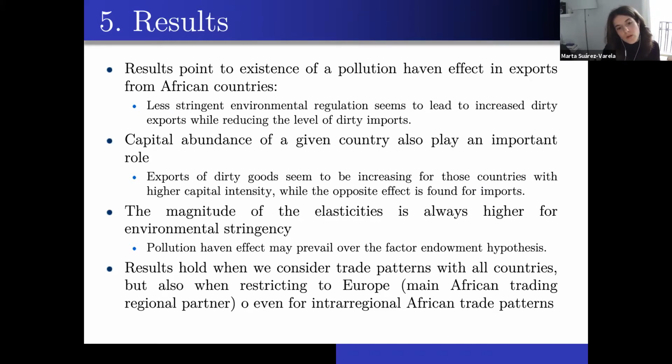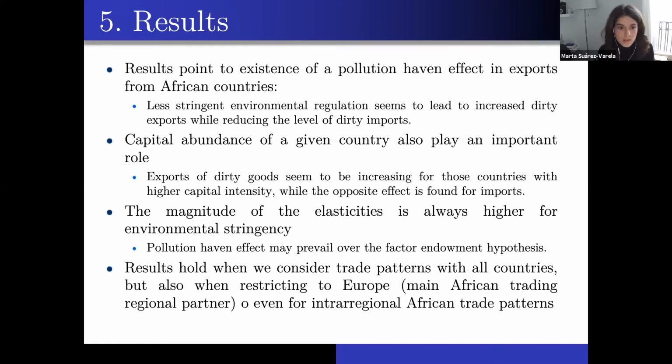Exports of dirty goods seem to be increasing also for those countries with higher capital intensity, while the opposite effect is found for imports. So exports increase and imports decrease. Moreover, when we compare the magnitude of the elasticities, we can see that they are always higher for environmental stringency. So it indicates that the pollution-haven effect may be prevailing over the factor endowment hypothesis.